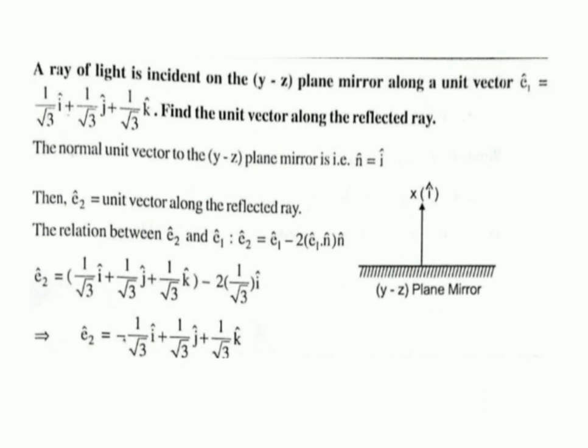To get the unit vector along the reflected ray, I will make use of this relation. Just now we have studied that E2 is equal to E1 minus 2 times E1 dot N cap into N cap. First take the dot product between E1 and N: 1 by root 3 I cap plus 1 by root 3 J cap plus 1 by root 3 K cap, dot I cap. We will get 1 by root 3. So once you know the dot product, substitute the values and you will get the value of E2.